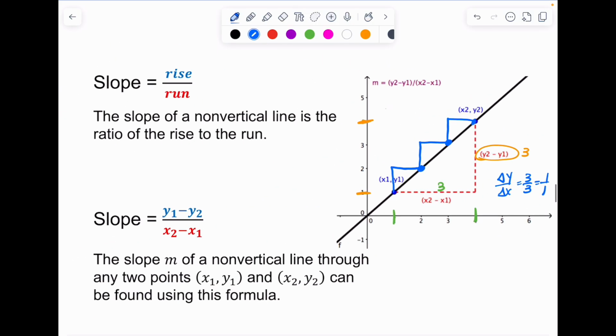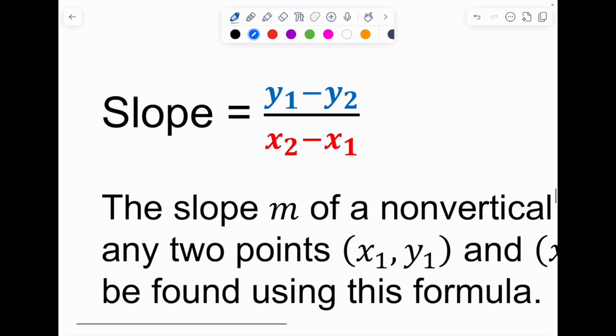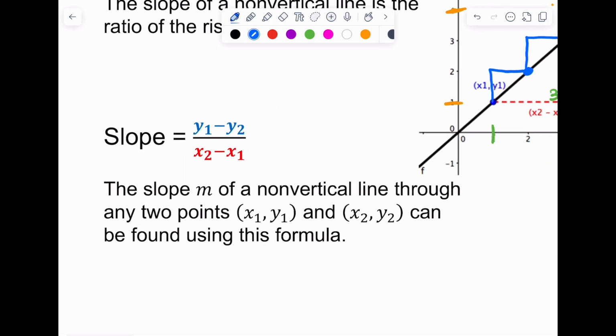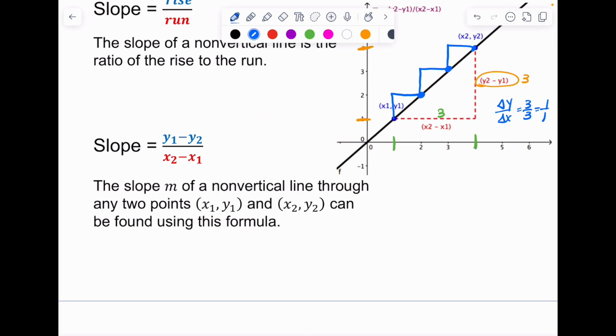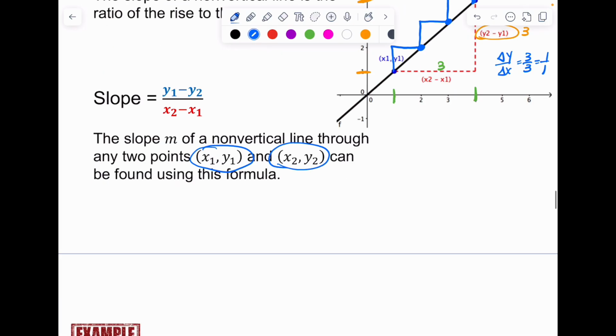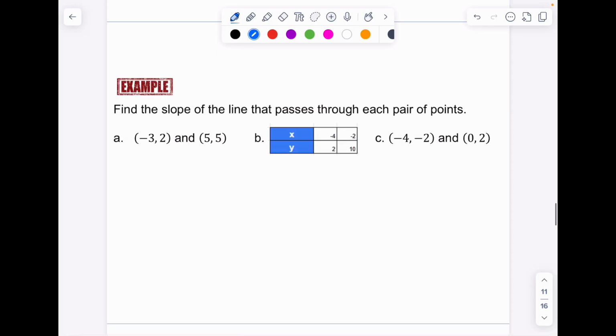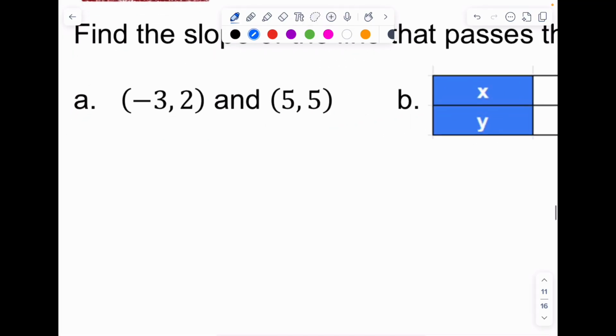So our slope formula, you got to know it, memorize it. You will see it on standardized tests. It will be a part of the rest of your mathematical career: y2 minus y1 over x2 minus x1. Now, it does not make a difference which set of ordered pairs we make to be x1 and y1 or x2 and y2. You just need to be consistent. So here we go. Let's find some slopes. Find the slope of the line that passes through each pair of points.